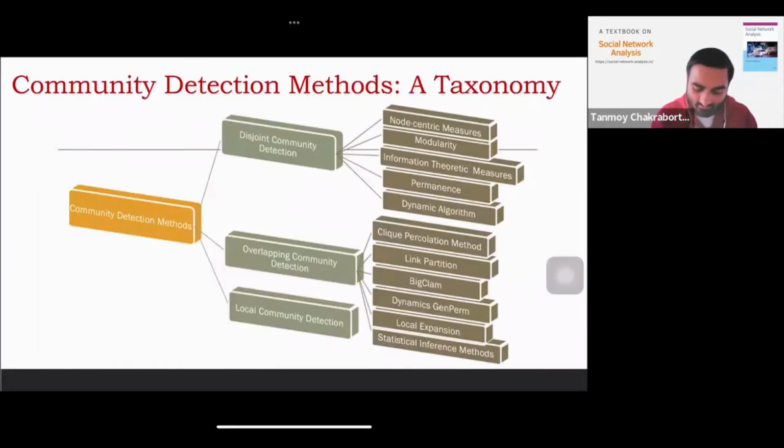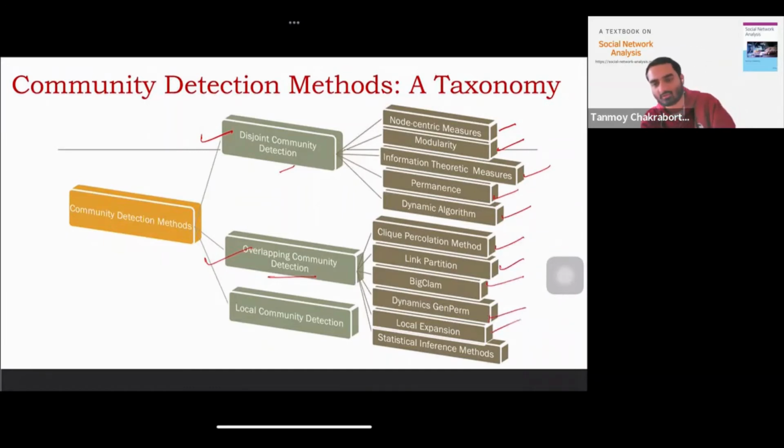So in this particular chapter, we will mostly focus on disjoint communities and overlapping communities, and we will discuss these algorithms. For disjoint community, we'll discuss node-centric measure, modularity, information theoretic measure, permanence, dynamic algorithm. In overlapping community, we'll discuss clique percolation method, link partition, weak clamp, chain form, local expansion, and so on and so forth. I'll try to cover most of the algorithms, but may not be able to cover all.